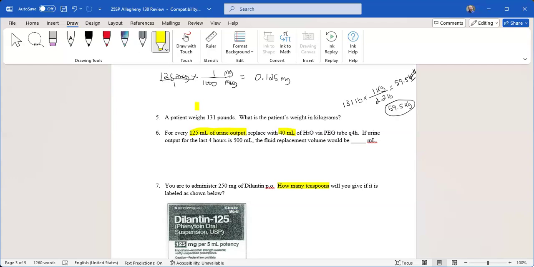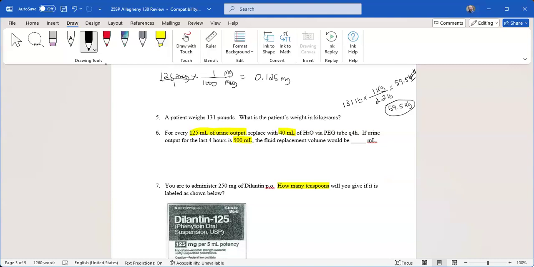Then it'll tell you that the urine output over the last 4 hours was actually 500 milliliters. So we actually know the actual amount that was voided. And now we're going to take that number and figure out how much to replace. Okay. So there's a couple ways to do this. I'm going to show you how I would arrange and order this as a strategy, or you can create your own ratio and proportion. You can do this any number of ways.